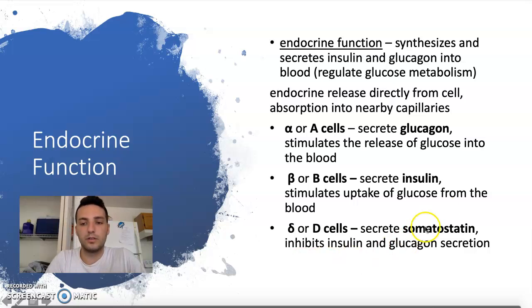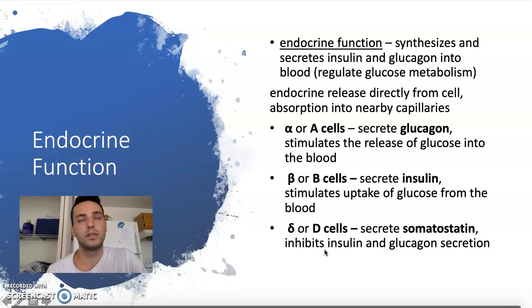This, as you can definitely understand, has a direct link to diabetes. Individuals who lack the capacity to uptake glucose will have a lot of glucose in the blood and don't have the necessary cells to secrete the insulin. They will have to take insulin by injection in order to get the glucose into their system. And then D cells secrete somatostatin. This inhibits both insulin and glucagon secretion.